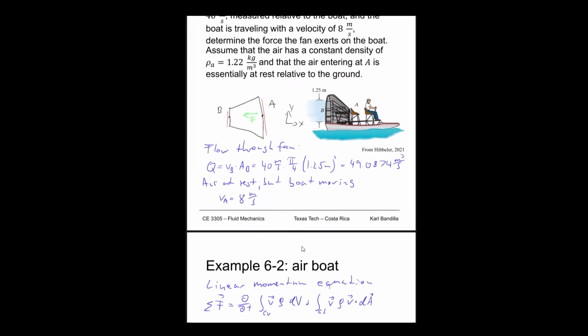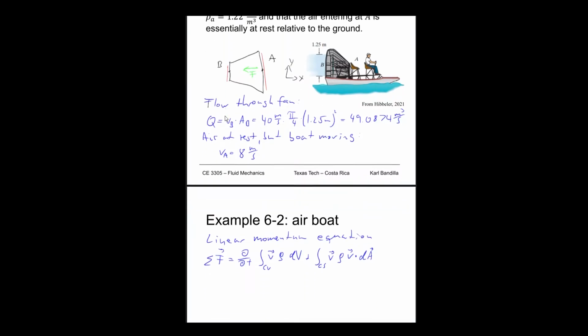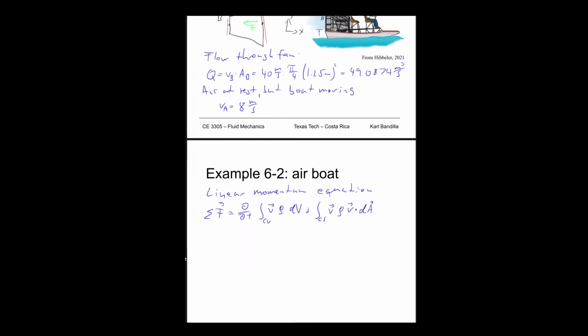Now, in the case that we have here, what can we say? Well, we can say it's steady flow, right? The boat is not getting faster or slower, so we can say steady flow.